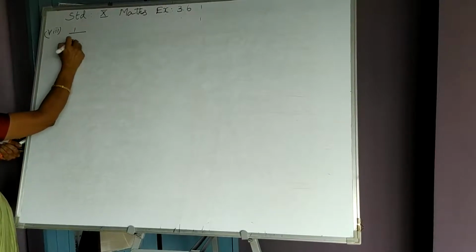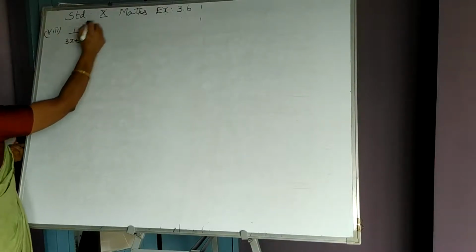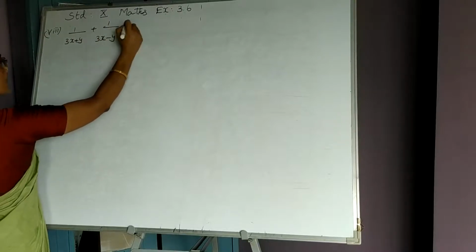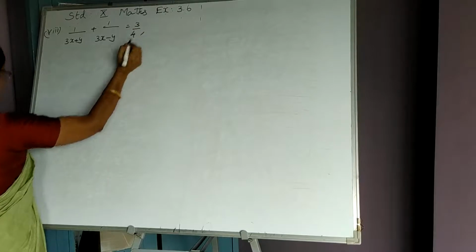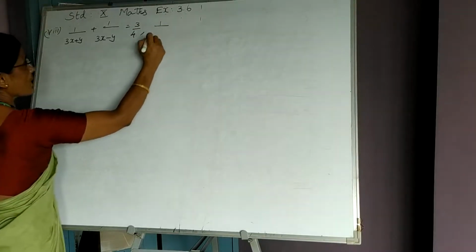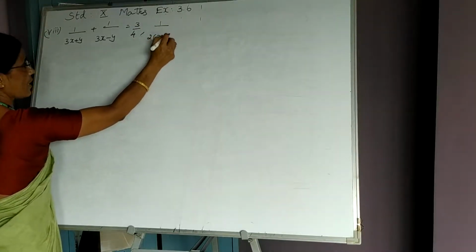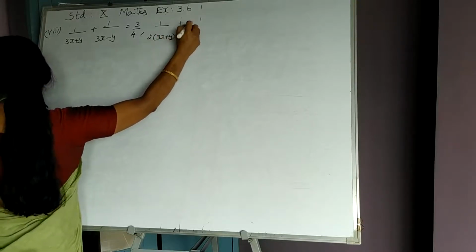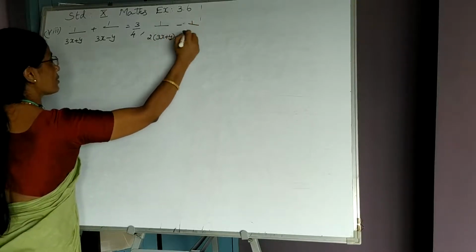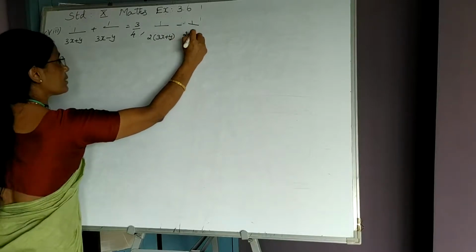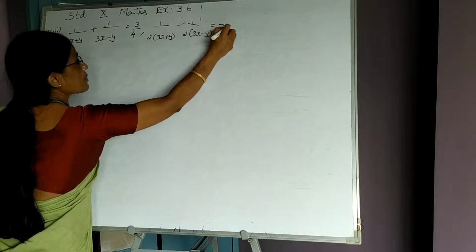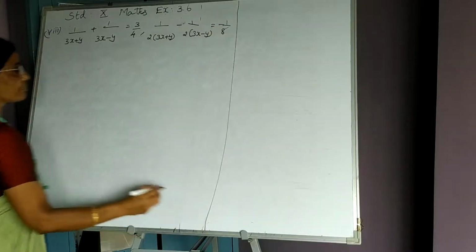It is 1 upon 3x plus y plus 1 upon 3x minus y is equal to 3 upon 4. And the second one is 1 upon 2 (3x plus y) minus 1 upon 2 (3x minus y) is equal to minus 1 upon 8. Okay.